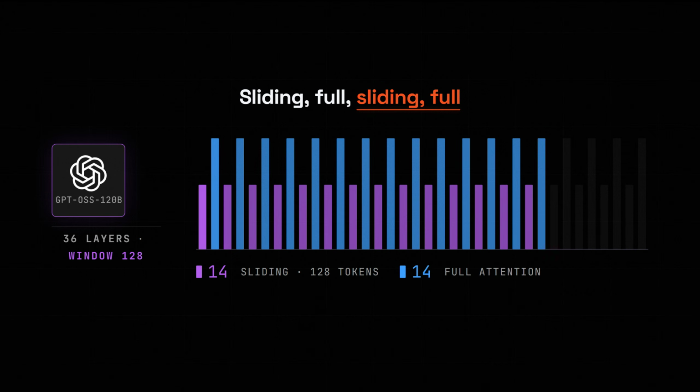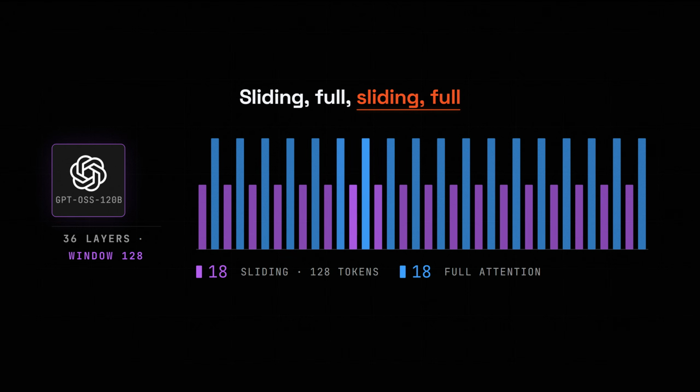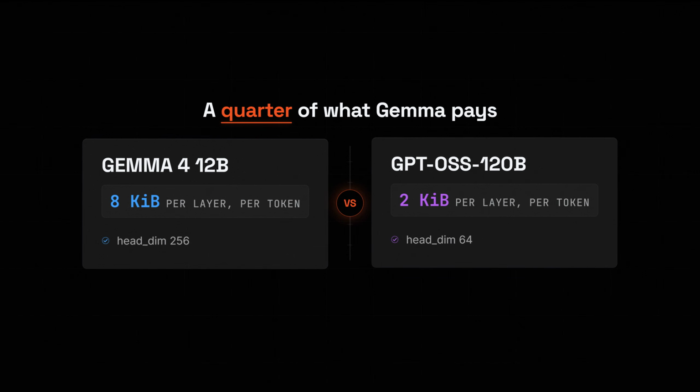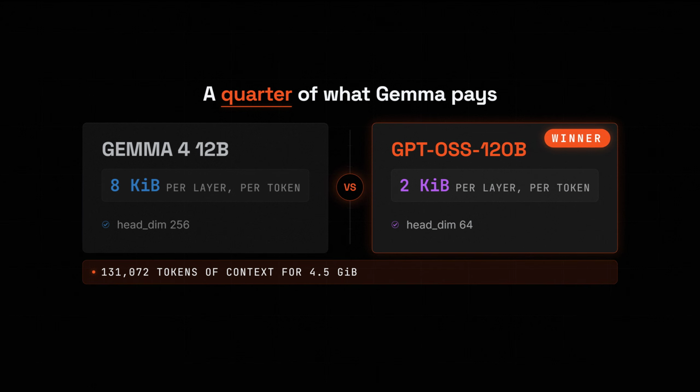Exhibit 3 produces the figure I still find hard to look at, GPT OSS 120B from OpenAI. 36 layers alternating perfectly, sliding, full, sliding, full. Half the layers are windowed, and this window is not 1,000 tokens, it is 128. Then the model does something else on top. Head dimension 64 against Gemma's 256, 8 key value heads, 2 kilobytes per layer per token, a quarter of what Gemma pays for the same job. Put those together and the entire 131,000 token context on a 120 billion parameter model costs 4.5 gigabytes of cache.